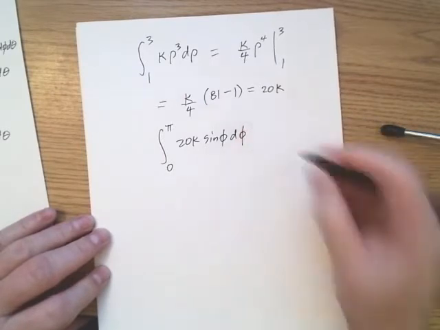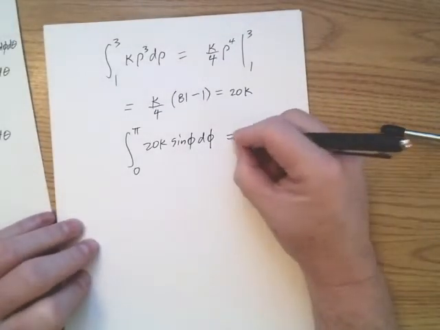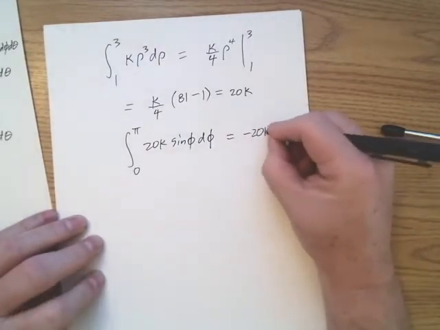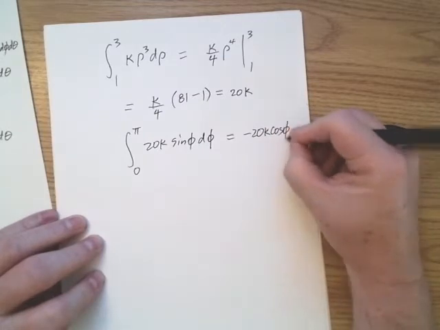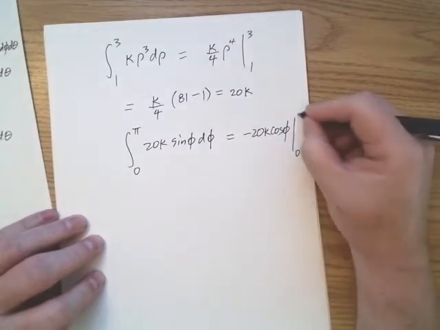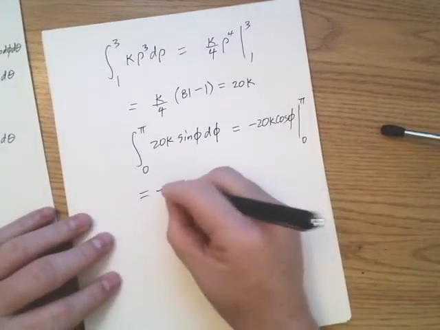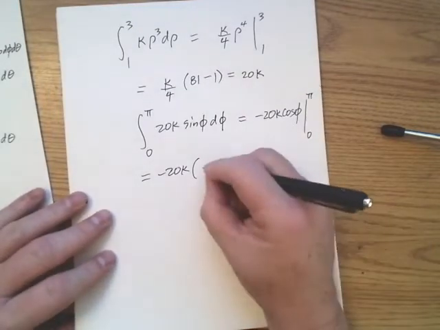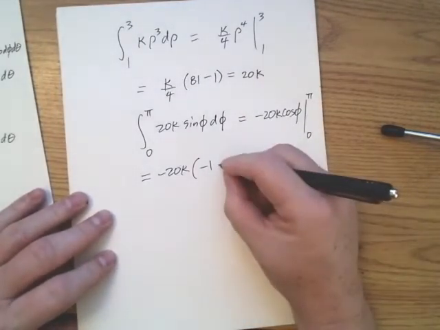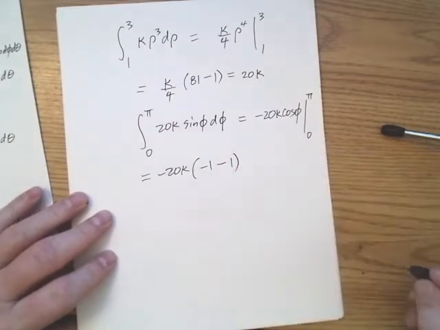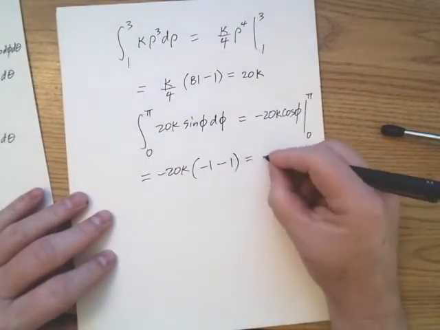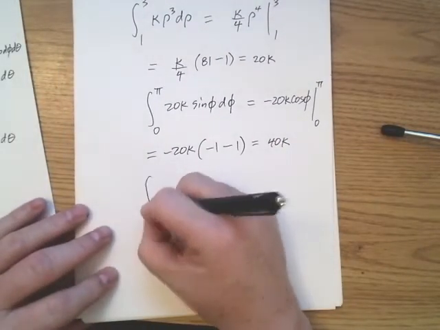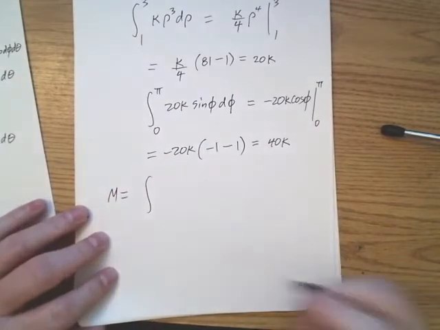d phi. Now the integral of the sine of phi with respect to phi is negative cosine of phi, and phi is going from 0 to pi. So you can see that's going to be negative 20 times, let's see, the cosine of pi is negative 1. The cosine of 0 is 1, so I'm subtracting 1. That gives me negative 2. So I've really got 40k.